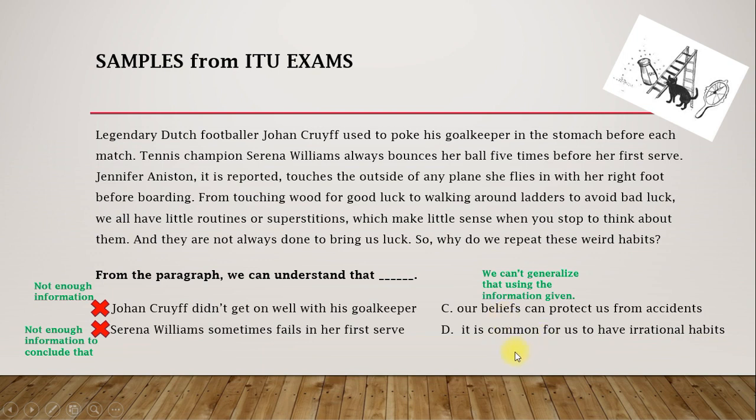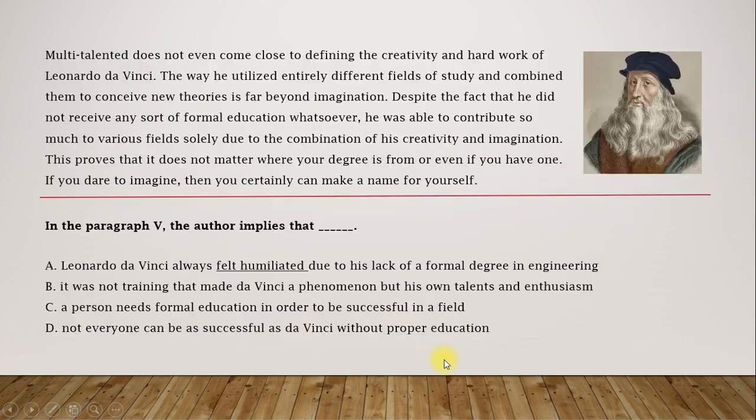When we read the related part in the paragraph, we see that we can infer this information from that sentence. From touching wood for good luck to walking around ladders to avoid bad luck, we all have little routines or superstitions which make little sense when you stop to think about them. So D is the correct answer. Let's mark C first. Yes, D is the correct answer.